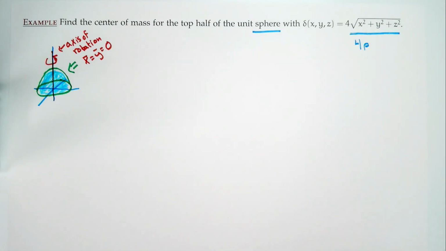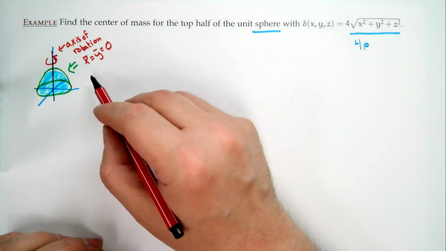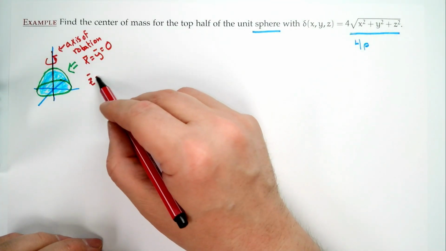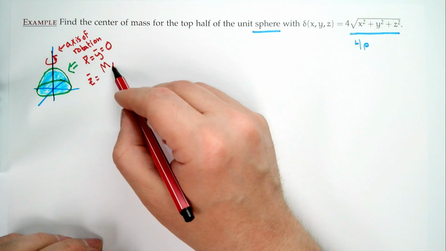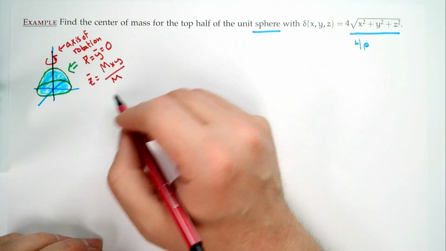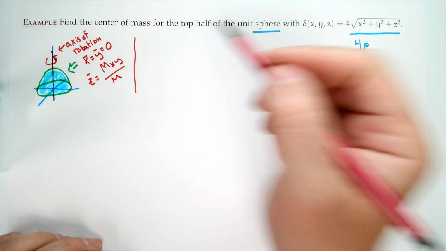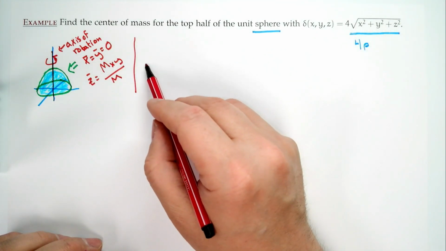Now, unfortunately, it's not going to be as free as the other two computations, the x bar and the y bar, but that's okay. If I'm looking for my z bar, I know that the way I compute it is I take a ratio: the moment with respect to the xy plane divided by the mass. So that's where we're going to be putting our energy. So let's start with the mass. That's usually the more straightforward one.